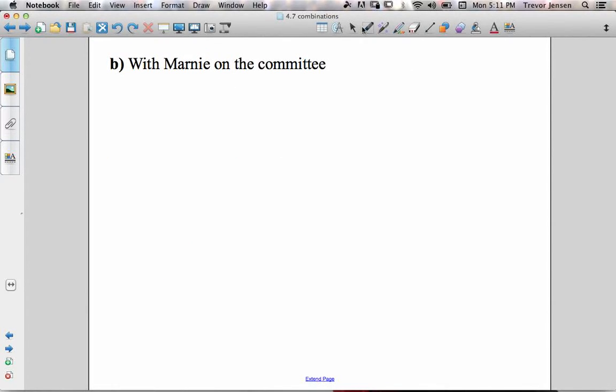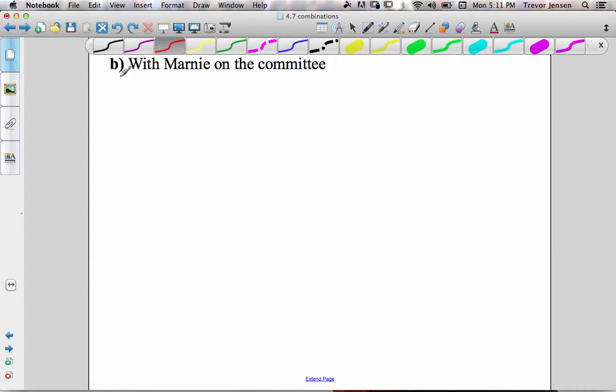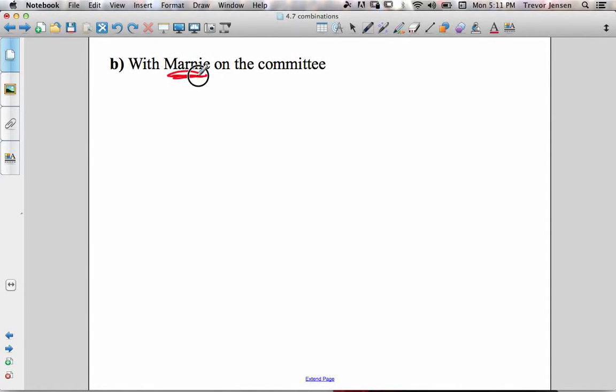Now, the question gets altered a little bit. How many different committees could I make if Marnie has to be on the committee? So if we think about it, if Marnie has to be on the committee, she's going to be in all the different variations of committees I can make. I now only have 4 spots left to fill on the committee. So my r value is now only 4.